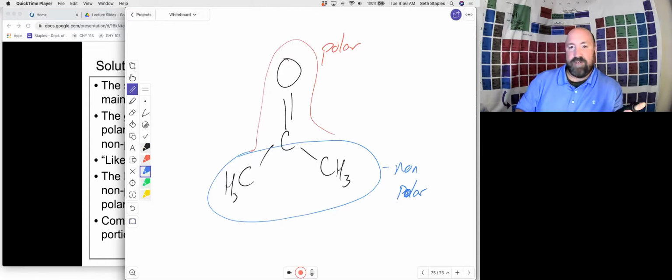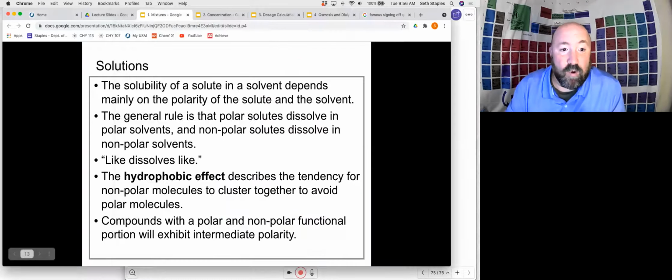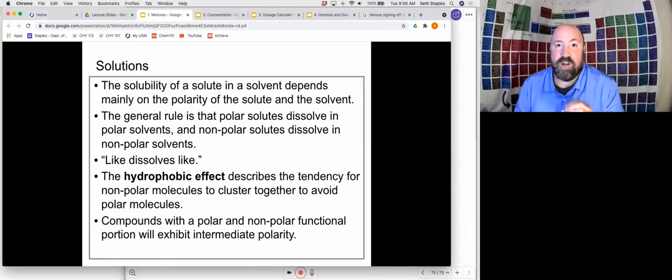So we have a side of acetone that is polar and a side of it that's non-polar. So acetone actually dissolves fairly well in both polar and non-polar substances. That's what makes it such a great solvent. When you really need to clean something, get out the acetone. That's going to help because it's got both a polar and a non-polar end, so lots of things will stick to it.